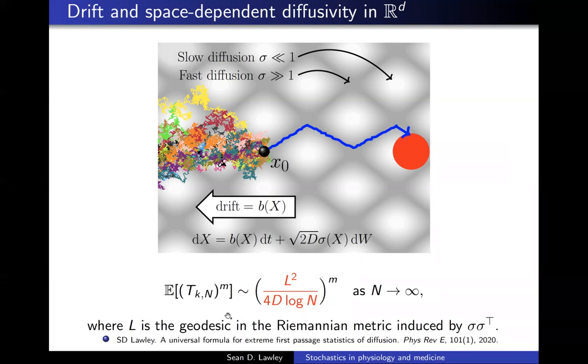The other thing to note is that this right-hand side here knows nothing about the drift. The point is, if you have many searchers, the drift is irrelevant. The fastest searcher will go straight to the target, completely independent of the drift, in this leading order behavior.